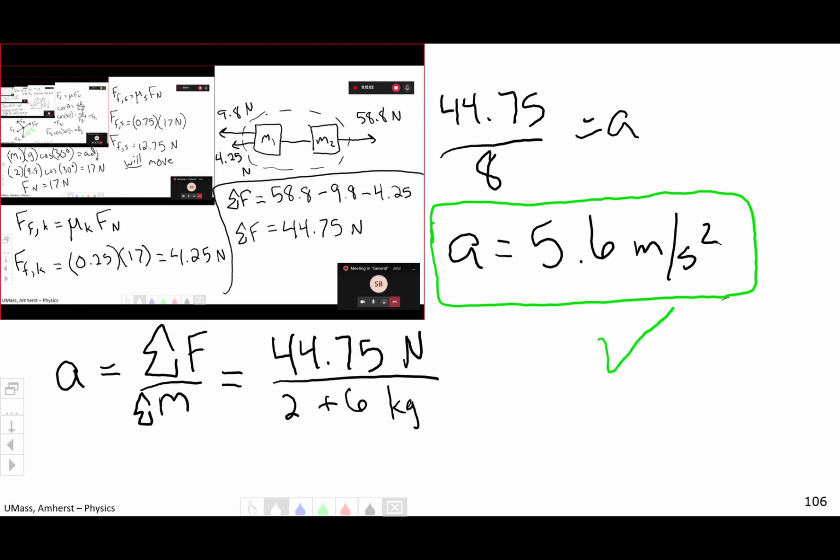Now from here, it would be not trivial, but it would be the same exact process if you wanted to figure out the tension, where I would suggest using mass 2. Now that you know the acceleration, you can use mass 2 to figure out the tension.